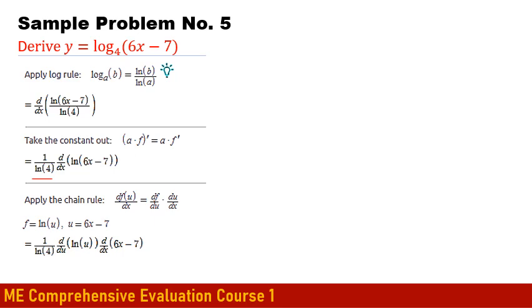Since we have here a function, we will apply the chain rule in order to obtain the derivative of ln of 6x minus 7. By observing the given equation, we find that our function is ln of u, where u is equal to 6x minus 7. Putting this value in the chain rule formula, we will obtain this. And then we also include the constant 1 over ln 4. Then we differentiate ln u and also 6x minus 7 separately.